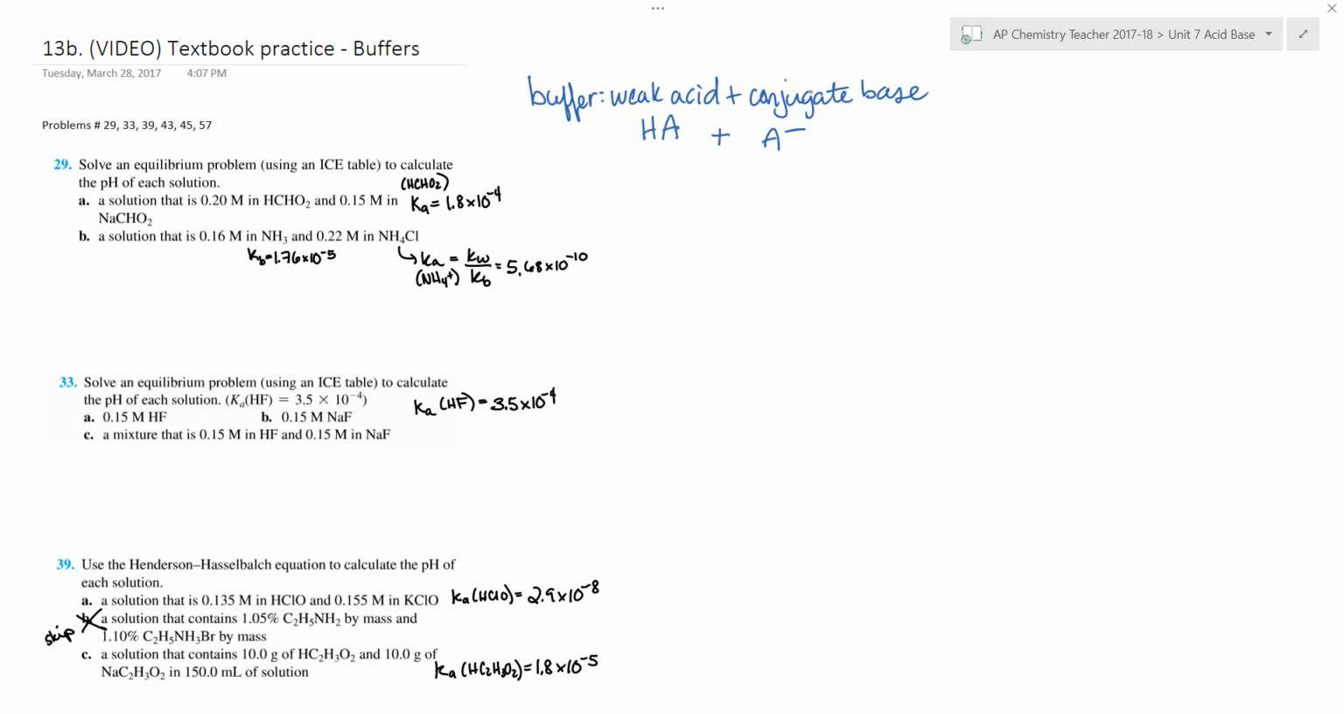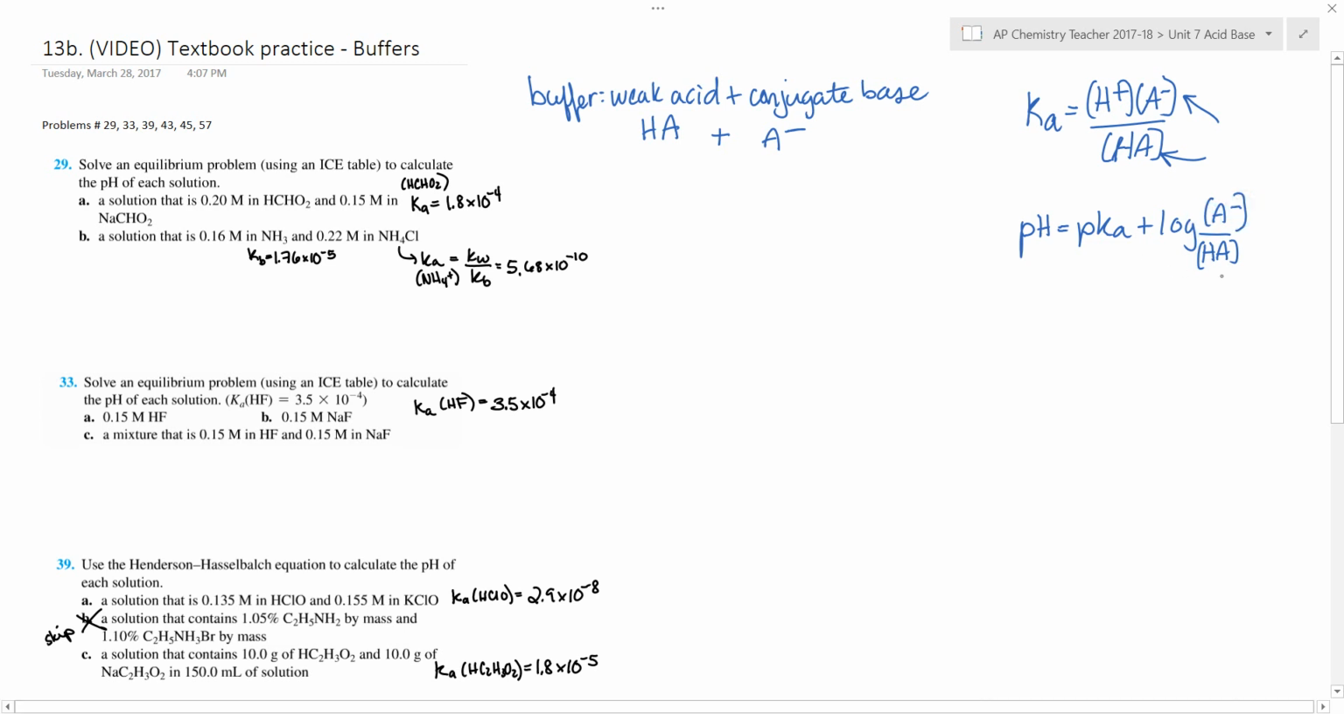And when you have a buffer, there's two ways in which you can do a pH calculation. You can set up an ice chart and use a Ka or a Kb expression, just like you would with a weak acid or weak base calculation. The difference with the buffer is you're going to have starting values for both HA and A- in your K expression. The other option you have for a buffer is you can use this equation, pH equals pKa plus the log of A- over HA. This is known as the Henderson-Hasselbalch equation.